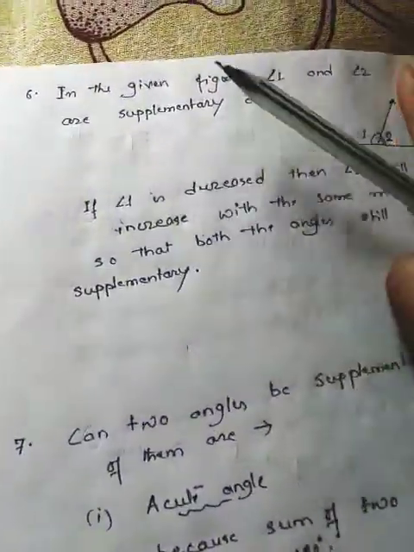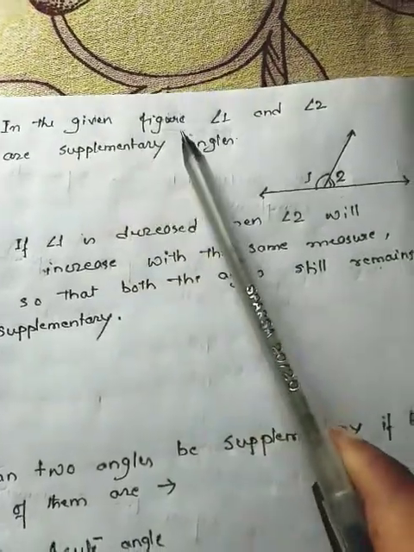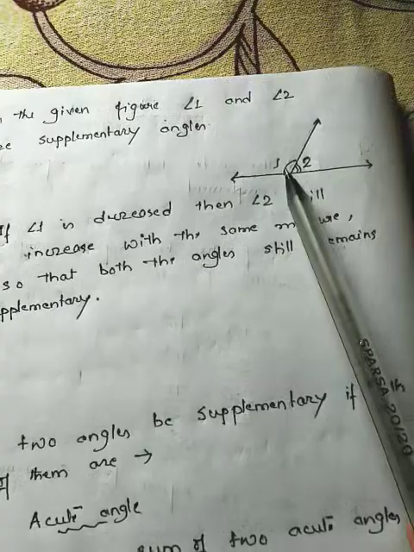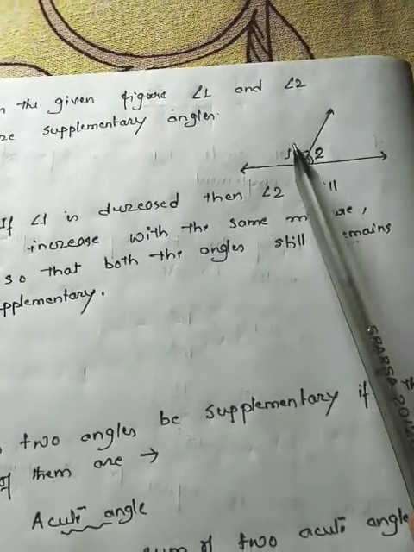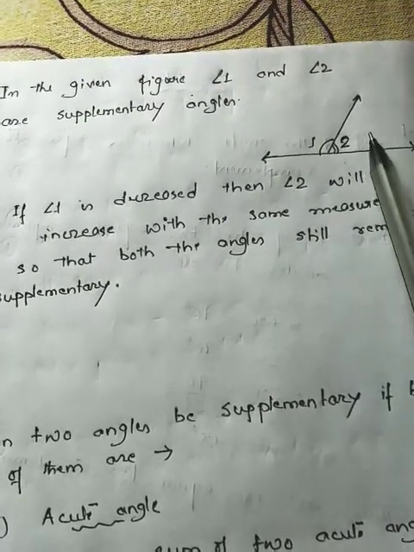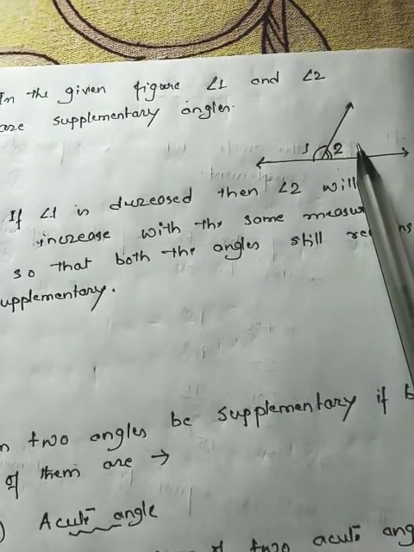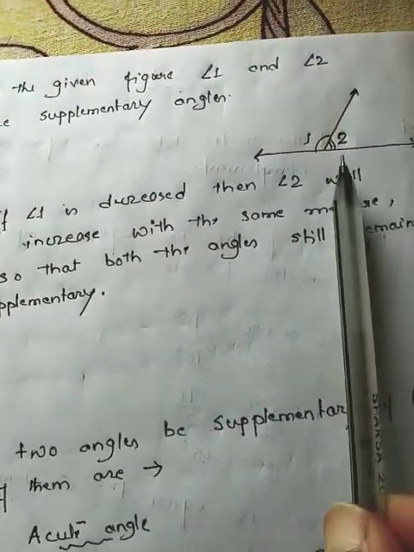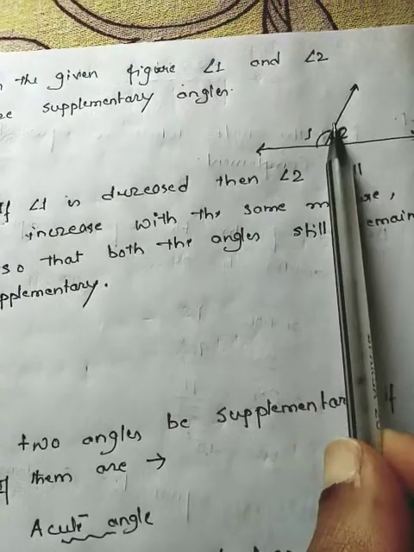Now let's speak about question number 6. What is 6 saying? See, in the given figure, angle 1 and angle 2 are supplementary angles. As we have discussed, these are also linear pairs and adjacent angles also. So what the question is saying is, if angle 1 is decreased, what will happen to angle 2? The more angle 1 is decreased, angle 2 will increase. If you decrease this angle, 2 will increase, and if you decrease 2, then 1 will increase, vice versa.